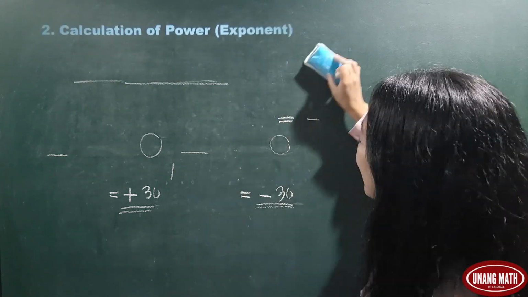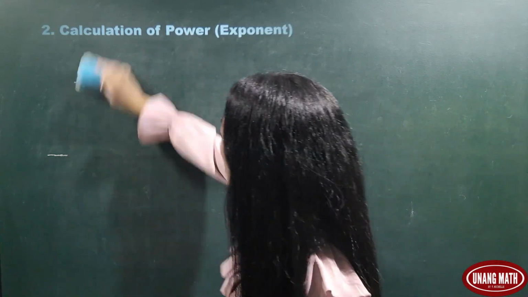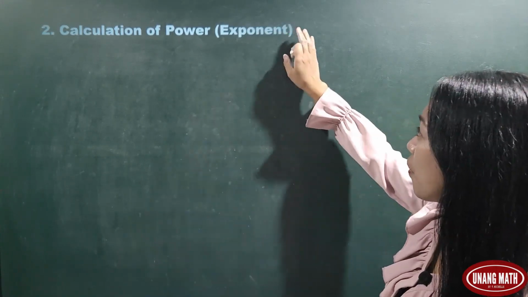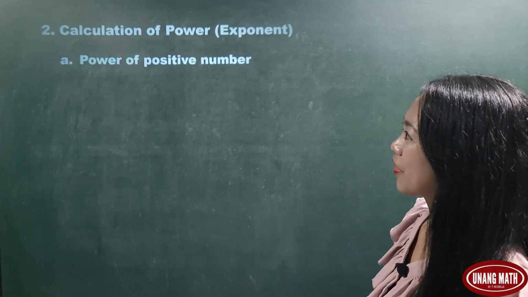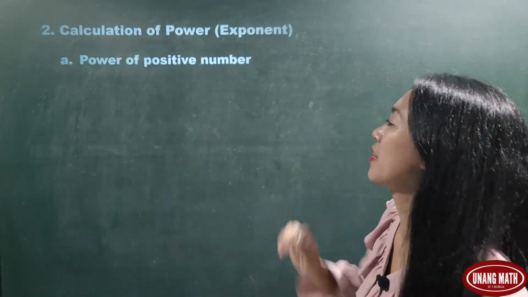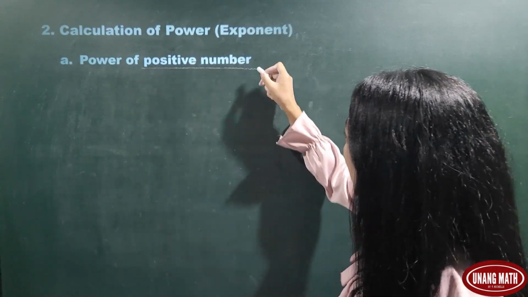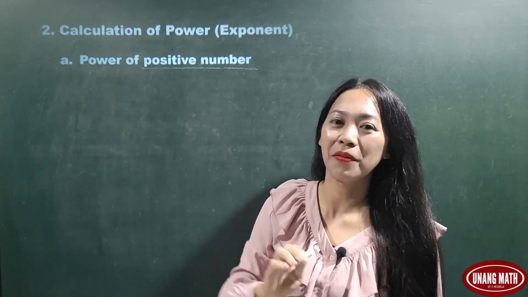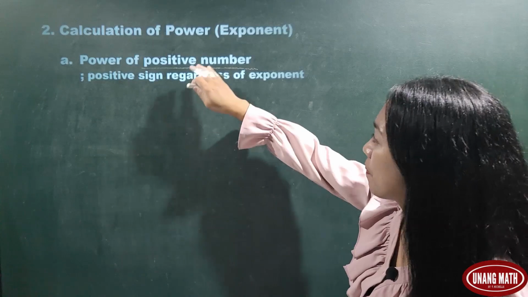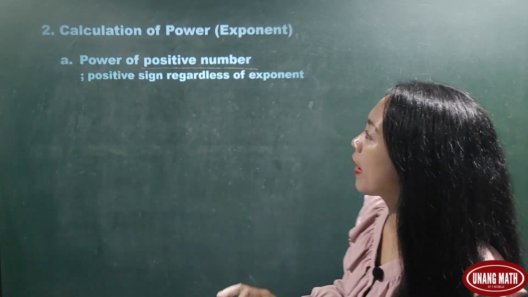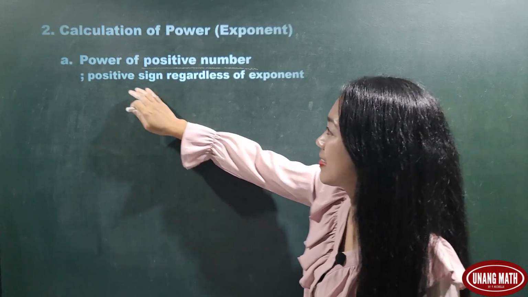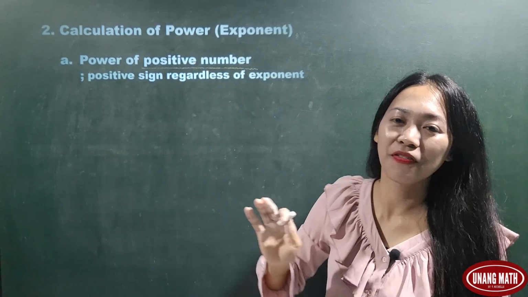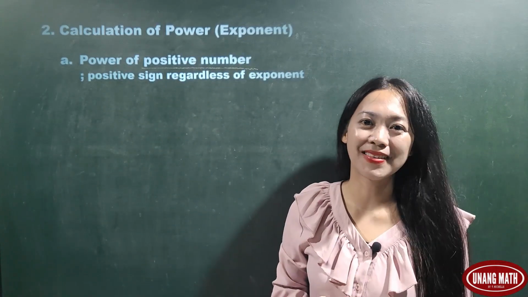Let's move on. This time, let's determine the sign of the product when the number is raised to a certain exponent or power. Let's start with the power of a positive number. Positive number here means the base is positive and it is raised to a certain power. So if the base is positive and it is raised to a certain power, the product is positive. Regardless of exponent, if the base is a positive number, the product is positive.